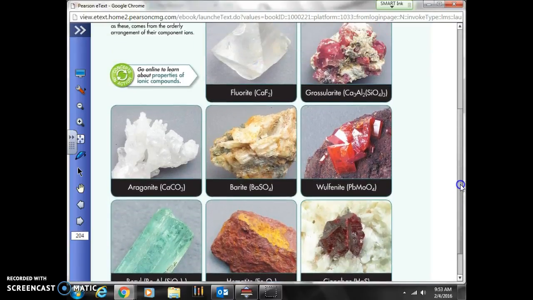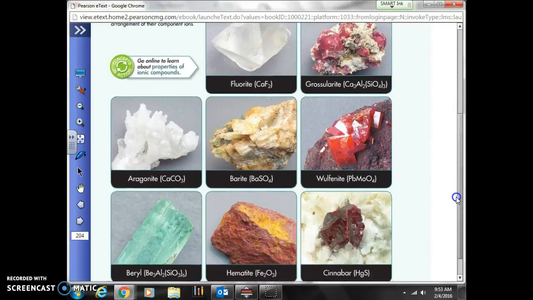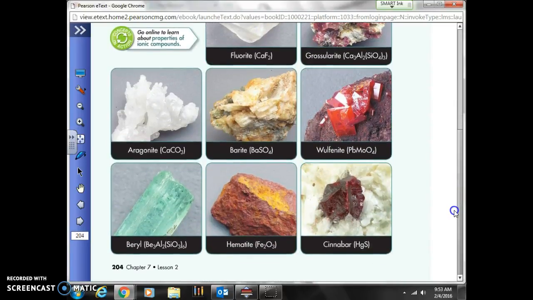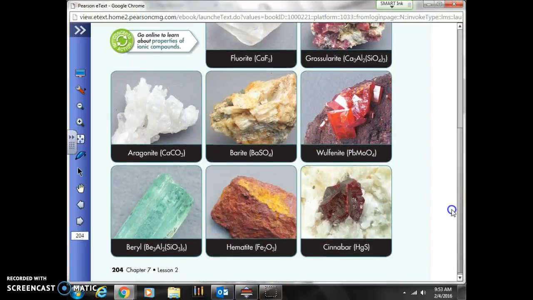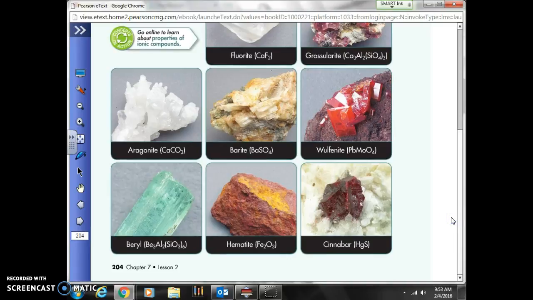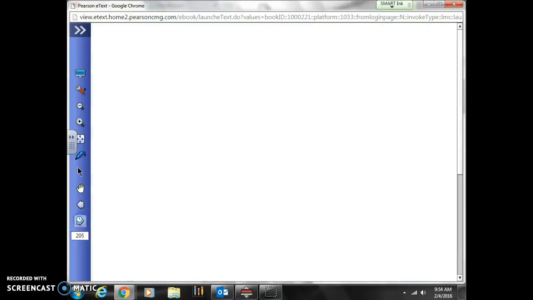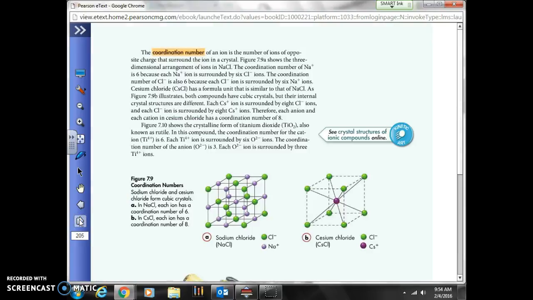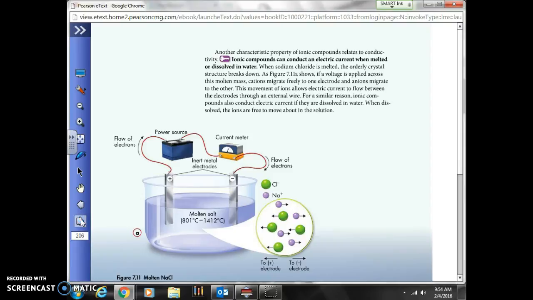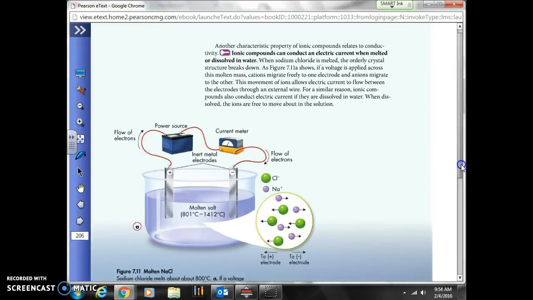And this is just showing in your book all the different types of ionic solids and the way their crystal structures look. There's a lot of really beautiful crystals from these ionic compounds. And so we're skipping coordination number. That has to do with how the crystal structures are formed in ionic bonds. It's a little complex. We're going to skip over that.